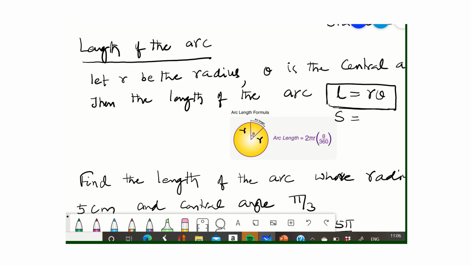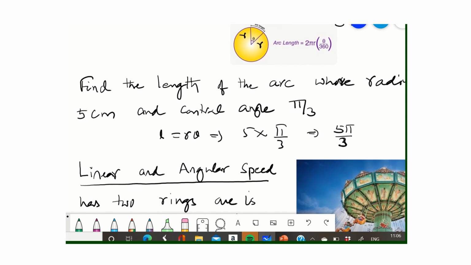So let me give an example here. Example 1. Find the length of the arc whose radius is 5 centimeters and the central angle is pi by 3. So length of the arc formula, L is equal to r times theta. That means 5 into pi by 3, so 5 pi by 3. So this is one example for length of the arc.